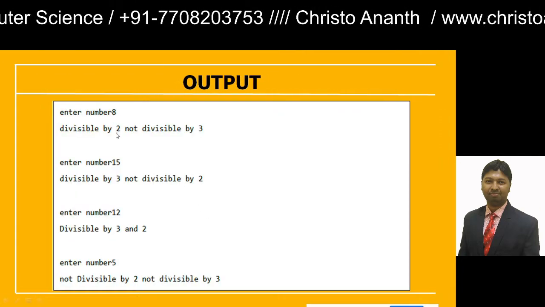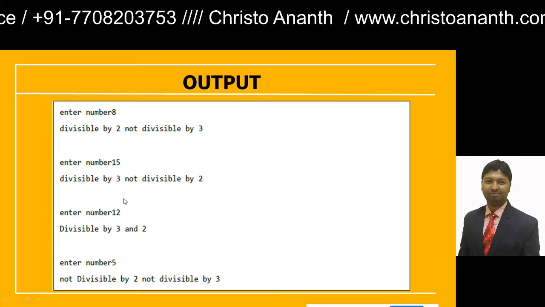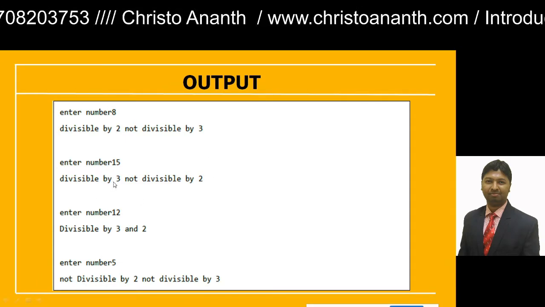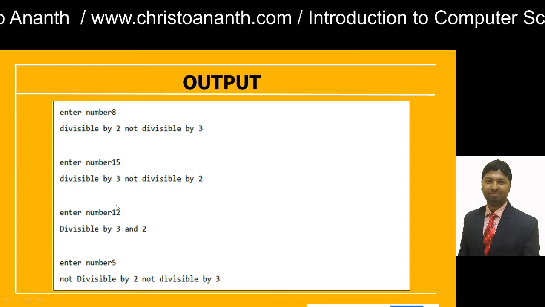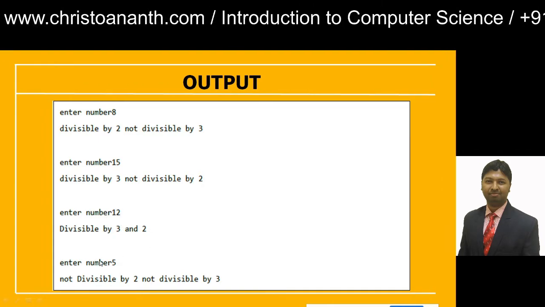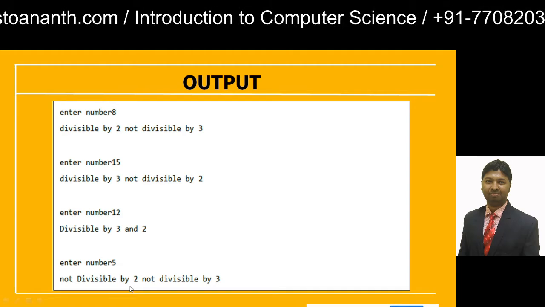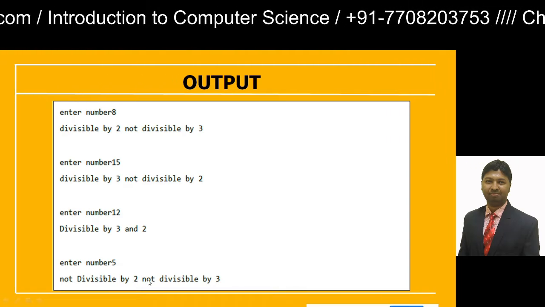Enter the number 8. It is divisible by 2 but not divisible by 3. Enter the number 15. It is divisible by 3 but not divisible by 2. Enter the number 12. It is divisible by both 3 and 2. But if you enter the number 5, it is not divisible by 2 and 3.